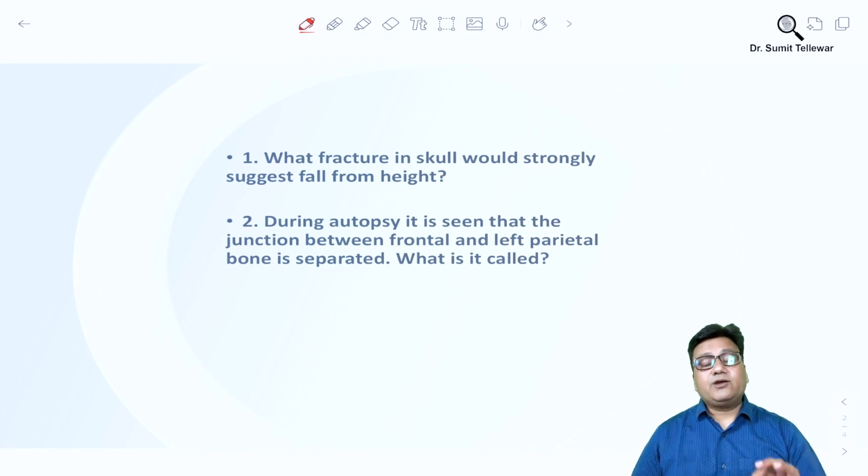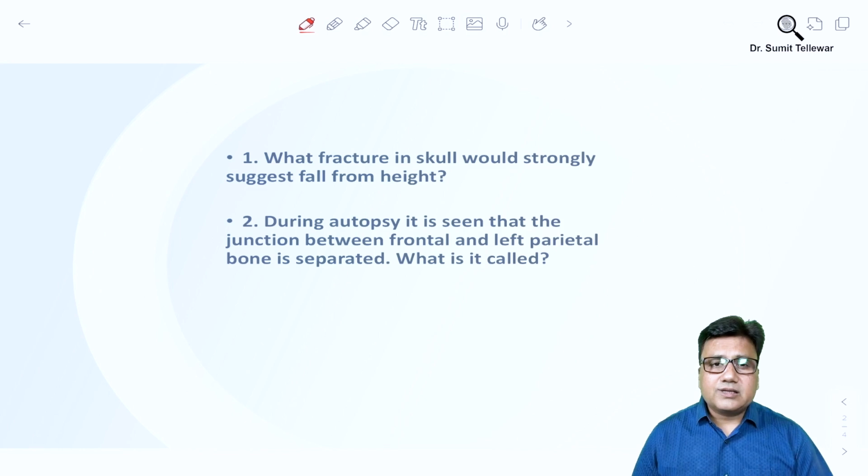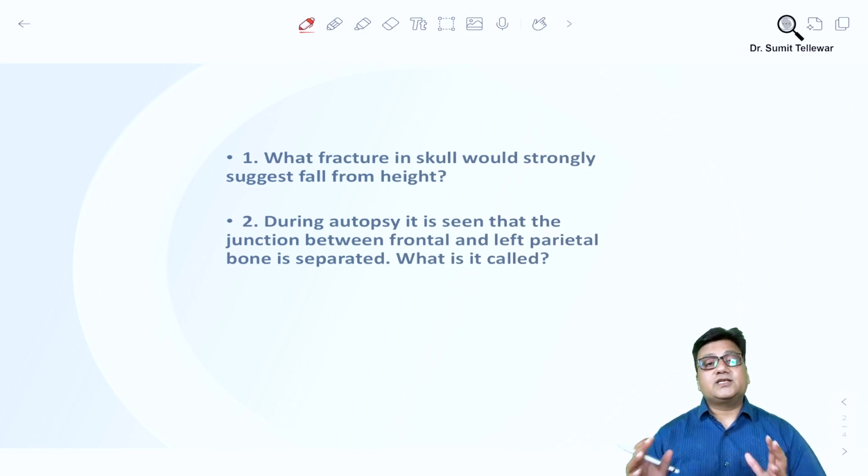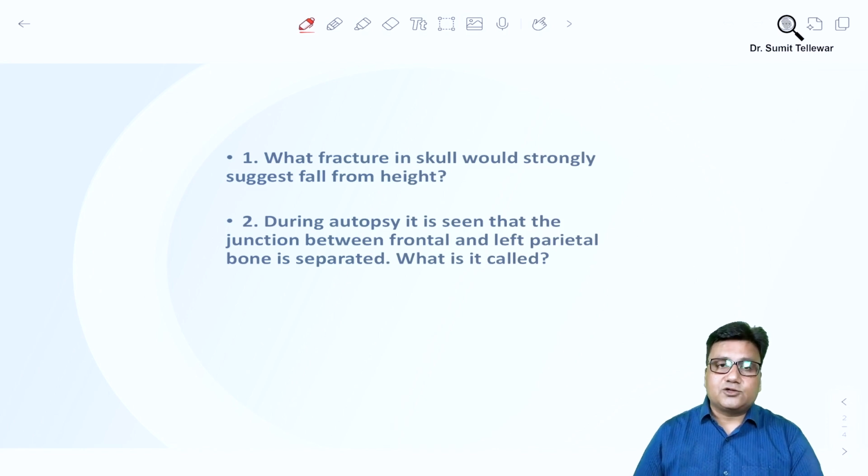Okay, the second question is, during autopsy it is seen that the junction between the frontal and the left parietal bone is separated. What is it called? Okay, so what is it called if the junction between the two bones is separated? What kind of skull fracture is it called?